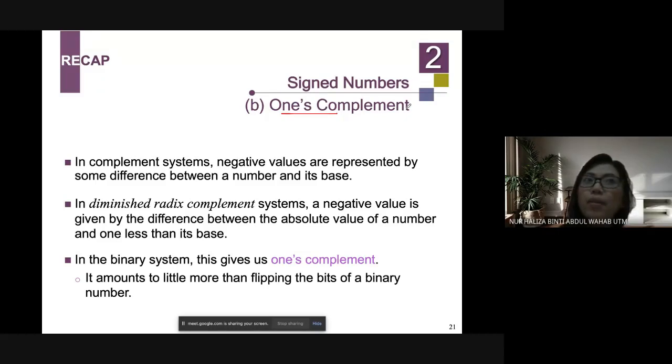Although basically you are going to be fully doing the assembly program and so on in our COA, there is also a test that is going to ask you about the numbering system. The question will ask you to add, to subtract and so on in the numbering system. So under one's complement, in the complement system, negative values are represented by the difference between a number and its base.